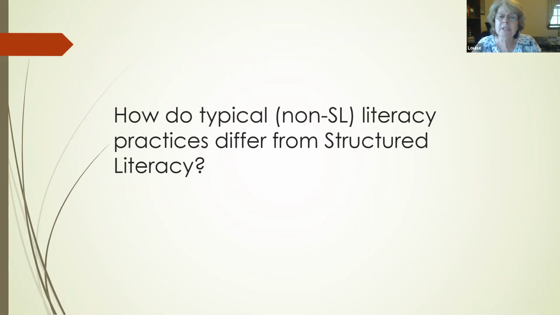So how do typical non-structured literacy practices, how children are often taught to read, differ from what you would do in structured literacy?